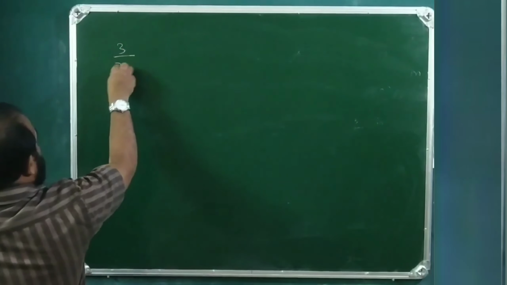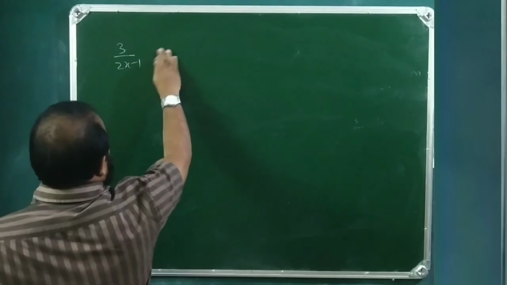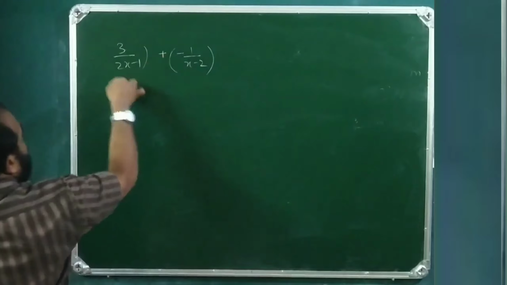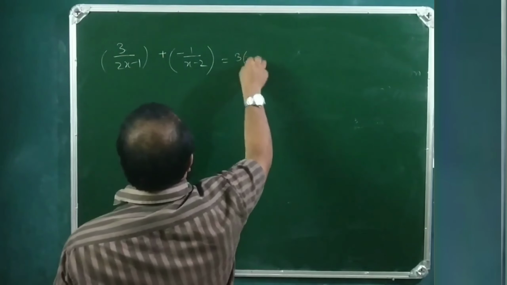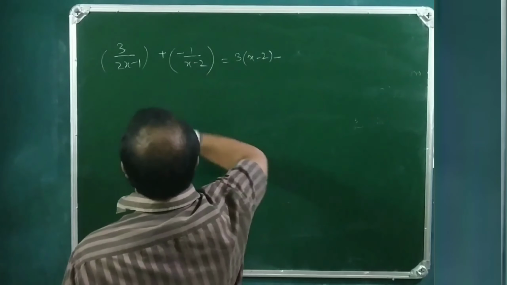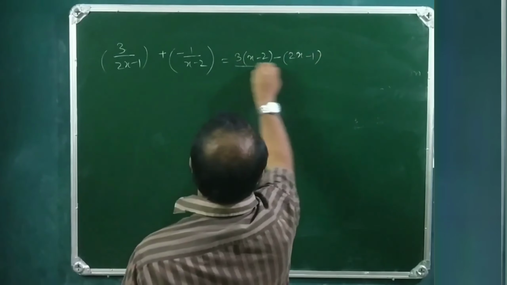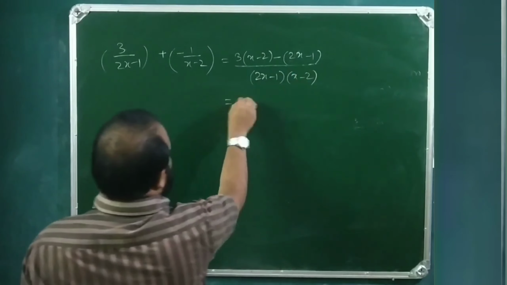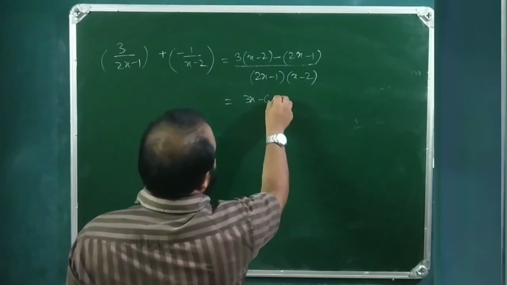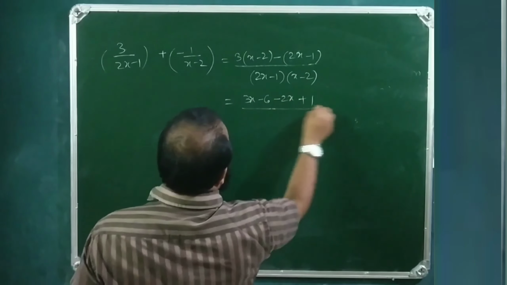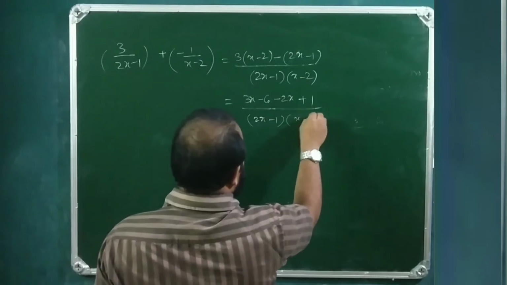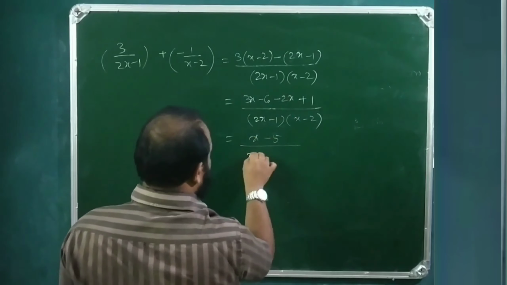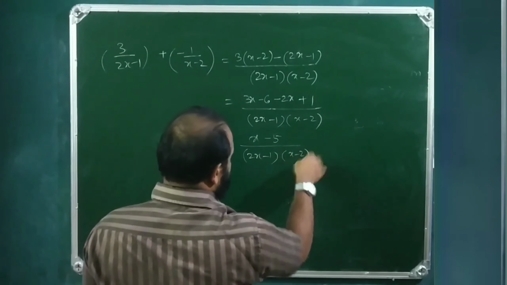So 3 by 2x minus 1 minus 1 by x minus 2 is equal to 3 into x minus 2 plus minus 1 into 2x minus 1, by 2x minus 1 into x minus 2. So 3x minus 3 twos are 6, minus 2x plus 1, by 2x minus 1 into x minus 2. So 3x minus 2x is x, minus 5, by 2x minus 1 into x minus 2.